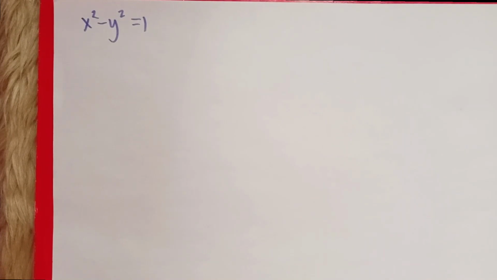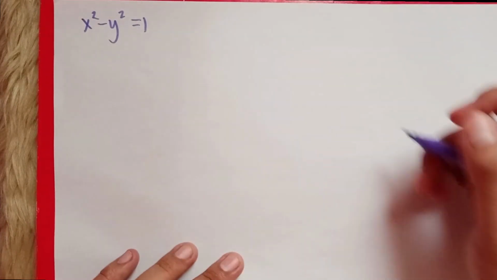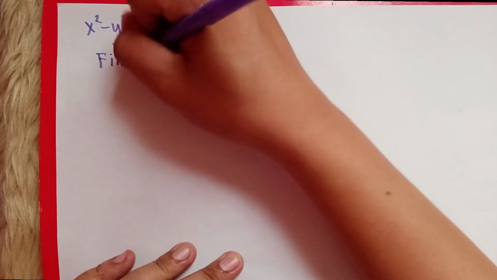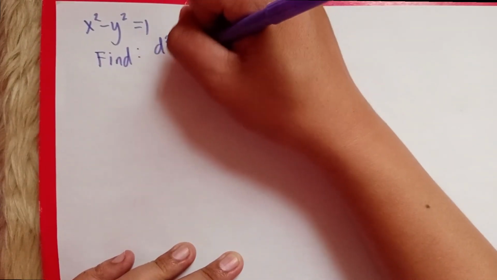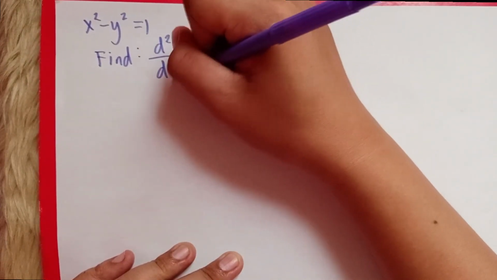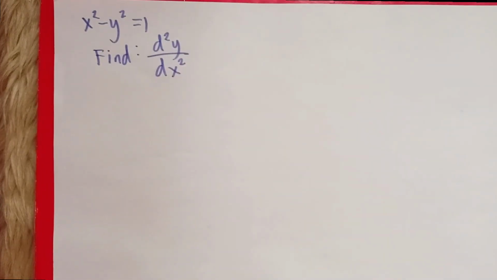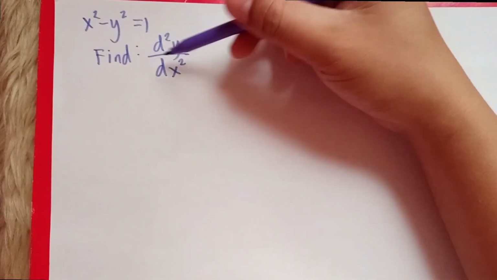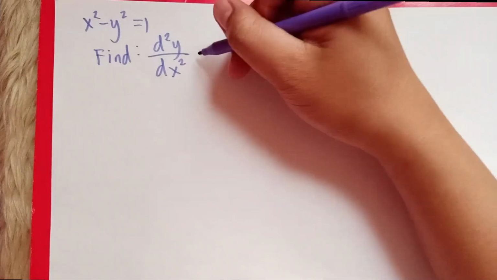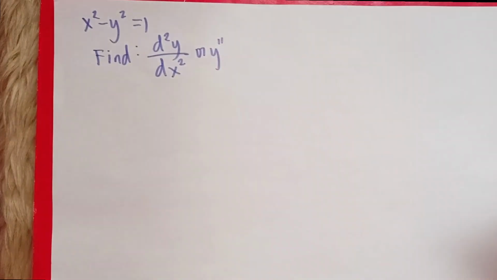Okay, next example tayo mga boss. We have x squared minus y squared equals 1. We are asked to find d squared y over dx squared, or simply y double prime. So, gagawin natin mga boss, gamit tayo ulit ng implicit differentiation.